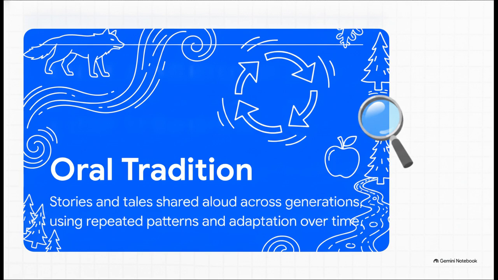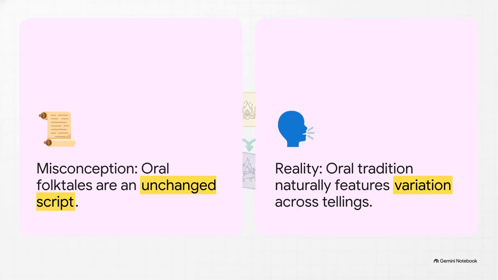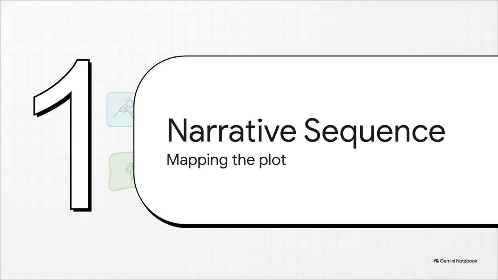They literally helped storytellers remember the core elements of a tale so they could safely pass it down to the next generation. Now, notice the stark contrast here on screen, because this is where a lot of people get tripped up. The big misconception is that oral folktales exist as this rigid, perfectly unchanged script, like a locked-in movie screenplay. But the reality? Oral tradition is a living, breathing thing. It inherently features variation across different tellings. Depending on the region, or even just the specific storyteller, the details naturally shift around, even while the core lesson stays exactly the same.